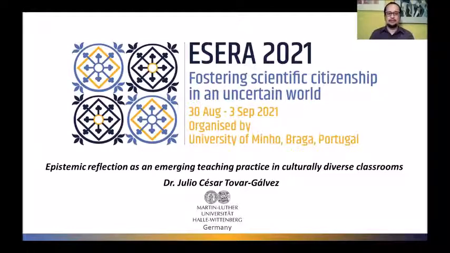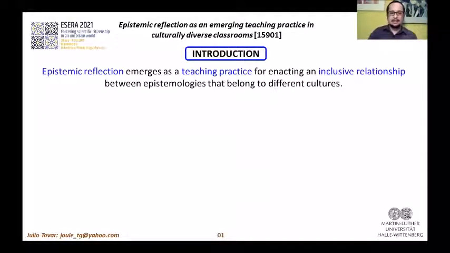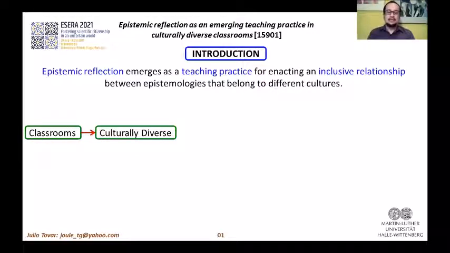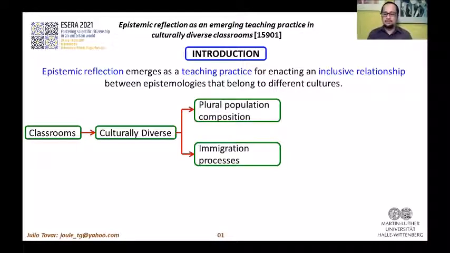The title is Epistemic Reflection as an Emerging Teaching Practice in Culturally Diverse Classrooms. I start by saying that epistemic reflection emerges as a teaching practice for enacting an inclusive relationship between epistemologies that belong to different cultures. And these emerge in classrooms that are culturally diverse because of the plural population composition and or the immigration processes.